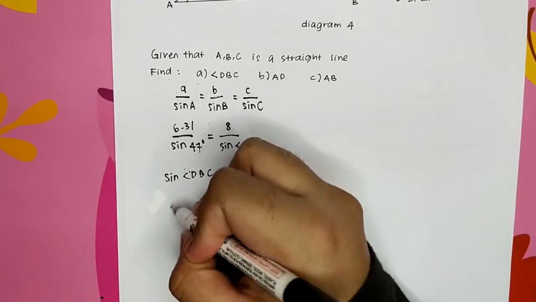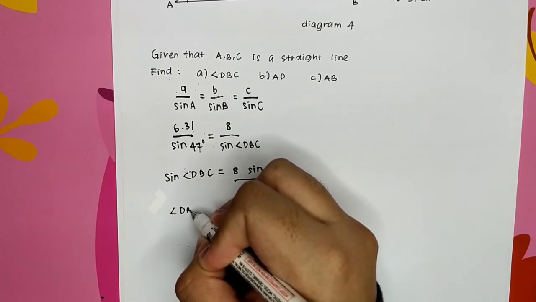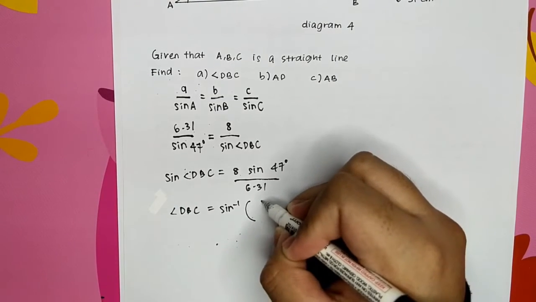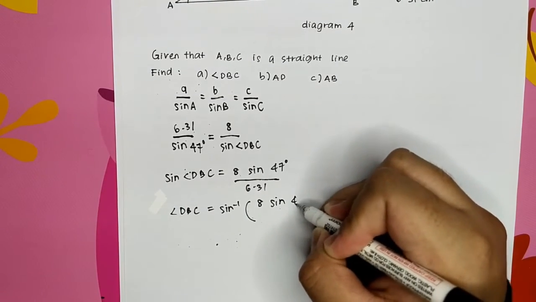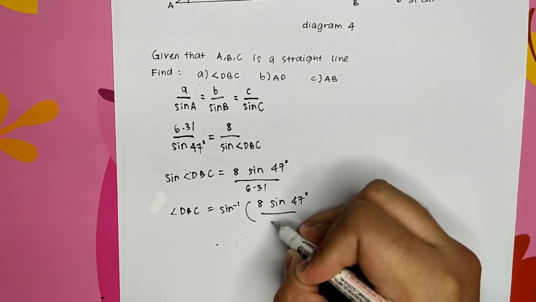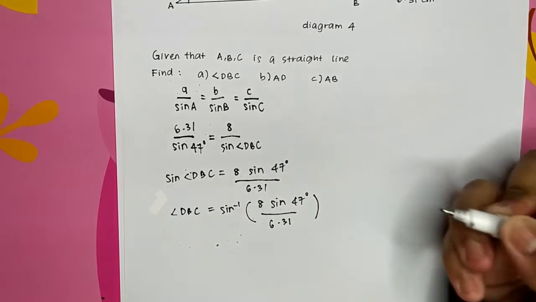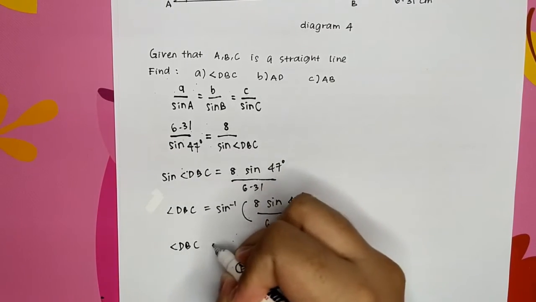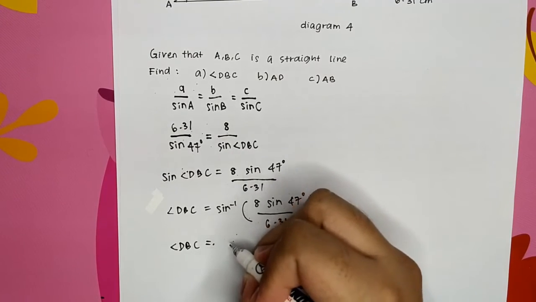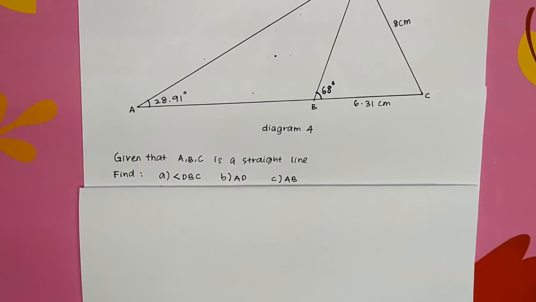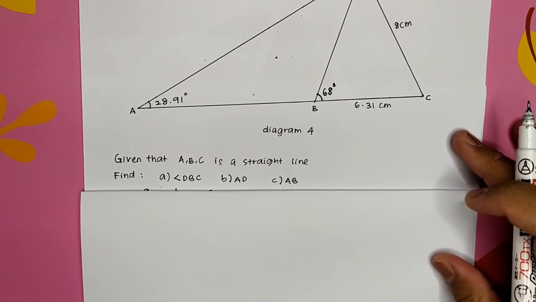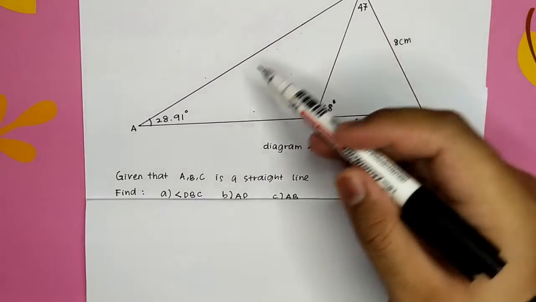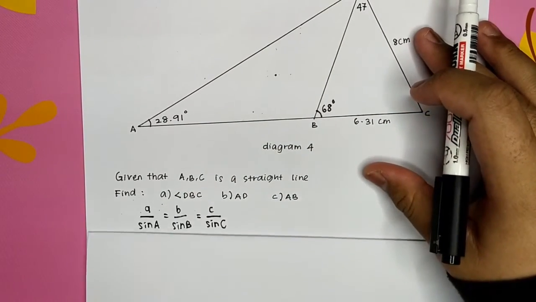So DBC equal to sine inverse of 8 sine 47 over 6.31. So the value of DBC is 68 degrees. So question B asks us to find AD. So where is AD? AD is right here. AD.